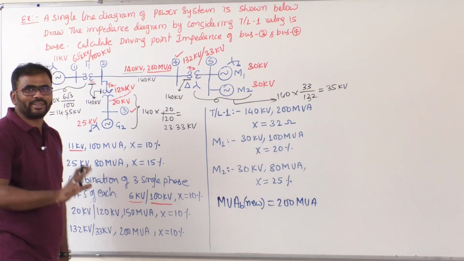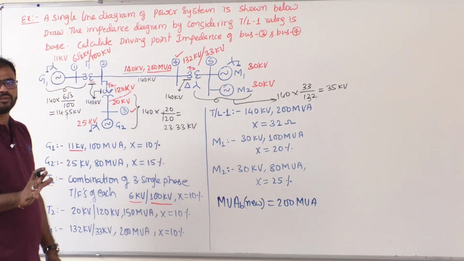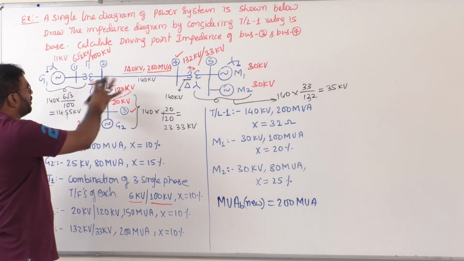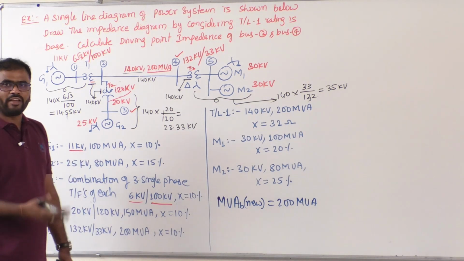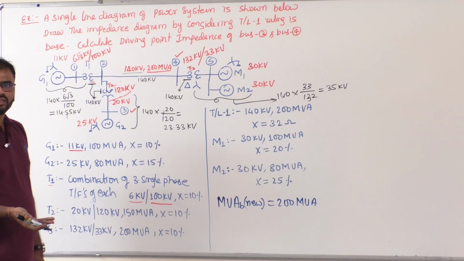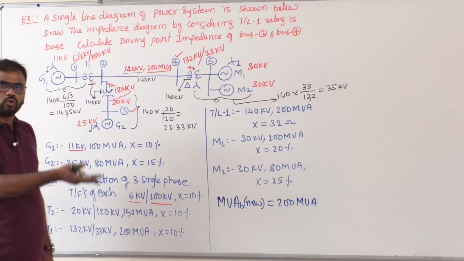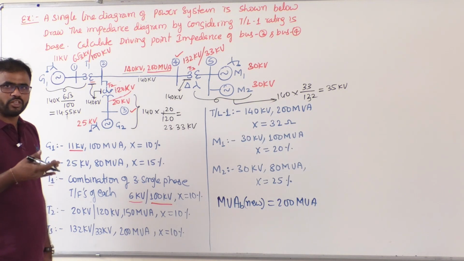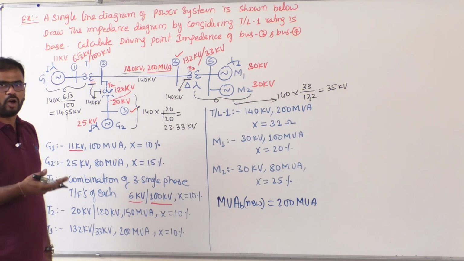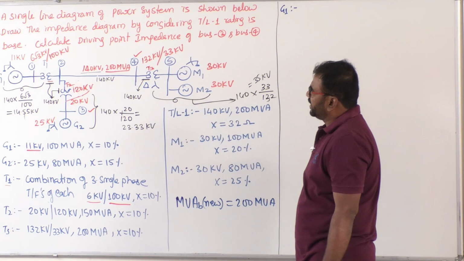So we have evaluated the KVB new everywhere, and we have also written the KVB old everywhere, and you know the MVAB old and MVAB new for every element, and you know the Z per unit old for every element. Now we need to calculate the Z per unit new by using a simple formula. Now we will start from generator 1.